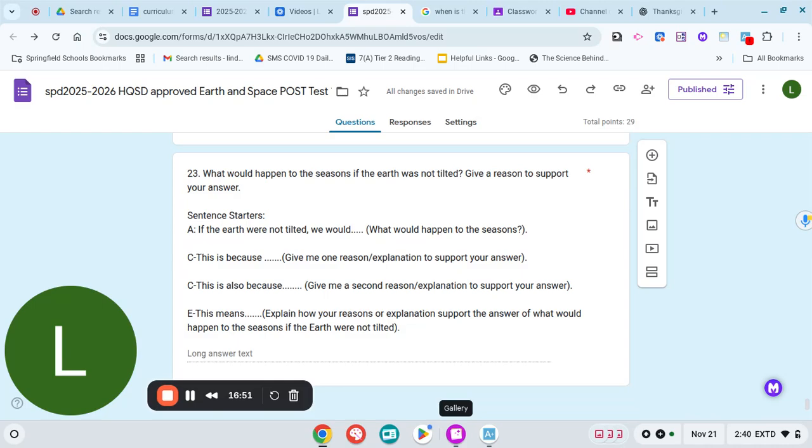Sentence starters. You are saying, if the Earth were not tilted, we would, and then explain what we would experience on Earth. We would experience blank on Earth, or we would whatever with the seasons. C, this is because, and give me that reason to support your answer. But this almost needs a second reason as well, because the first one and the second are probably going to be something similar. You need to expand upon that first reason. All right. And then say this means and explain how your reasons or explanations support the answer of what would happen.